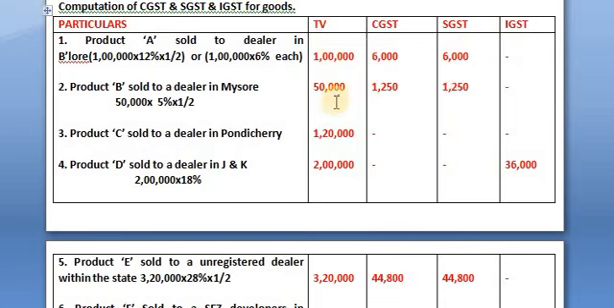When this is the case, this transaction value, if you want, you can go for taking this column. Why I have given this, it will be very clear.